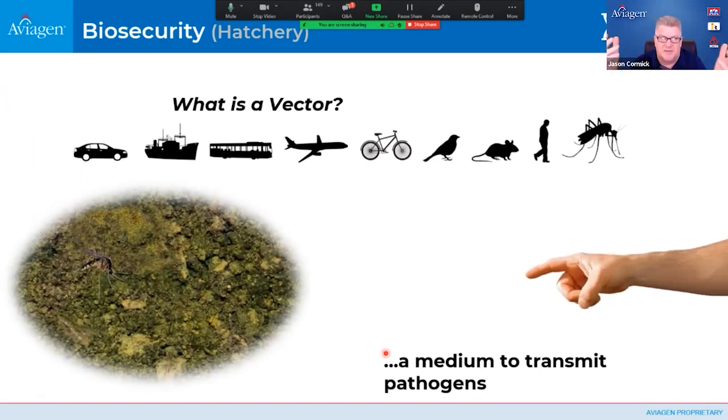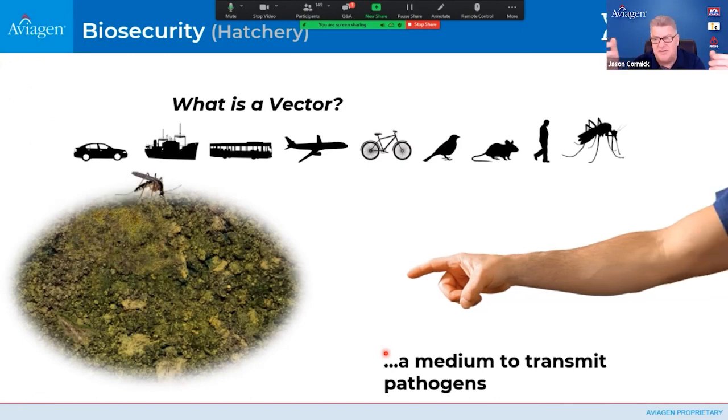I live in Malaysia, where we have dengue fever and malaria, so we're very aware of this vector, the mosquito. And what we need to think about in our hatchery operations is what else is coming in. How are these diseases trying to get into our operation?